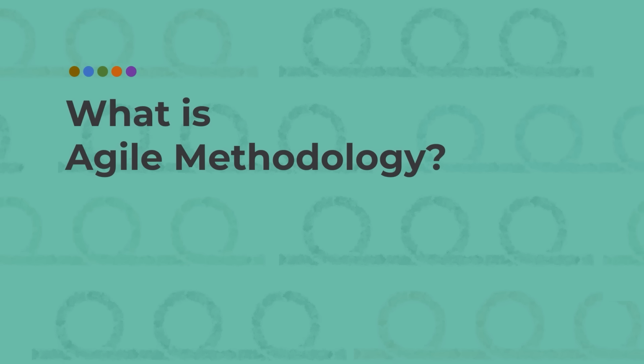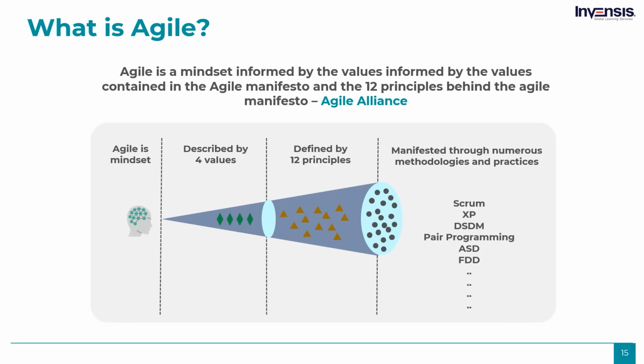We have talked so much about the history of Agile, but what exactly is Agile? According to the Agile Alliance, Agile is a mindset, a philosophy informed by the values contained in the Agile Manifesto and the 12 principles behind the Agile Manifesto. These values and principles together provide guidance on how to create and respond to changes and deal with uncertainty with ease. So when you think of Agile as a mindset, that can be applied to other activities as well, not just project management or software development.